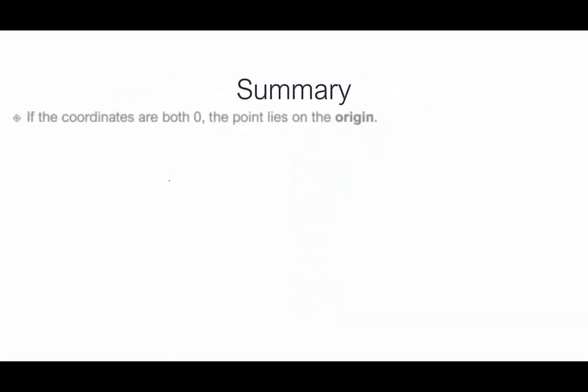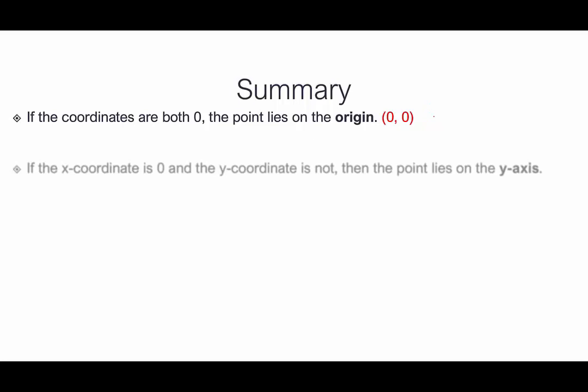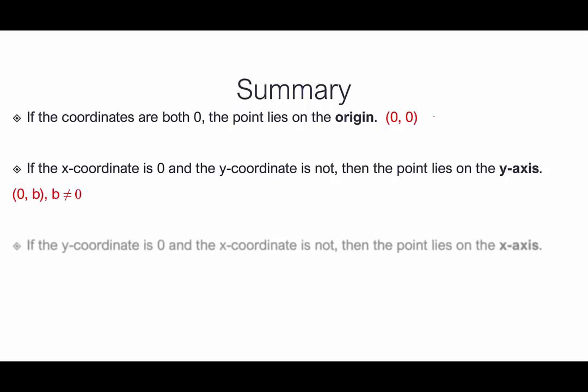So let's summarize what we know. If the coordinates are both 0, the point lies on the origin, right? And there's only one point that lies on the origin. It has to be given by 0, 0. If the x-coordinate is 0 and the y-coordinate is anything but 0, then we would say that point lies on the y-axis. That would be given by 0 for x and some value here that's not equal to 0.